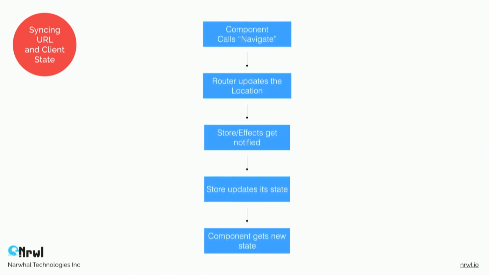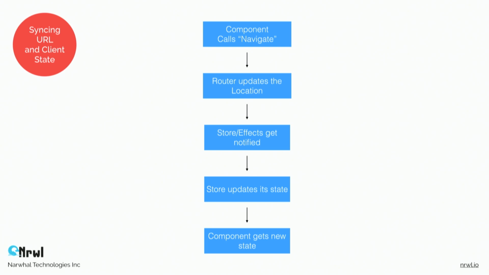The first one is the user clicks on something to filter the list of talks. The component calls router.navigate to basically update the URL. The router executes the navigation, updates location with the URL, store and effects listen to this change in the URL, store updated state. The component gets an update from the store and displays the data correctly.